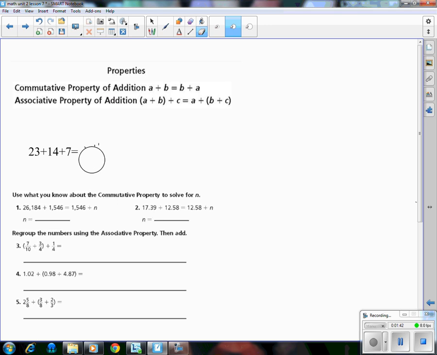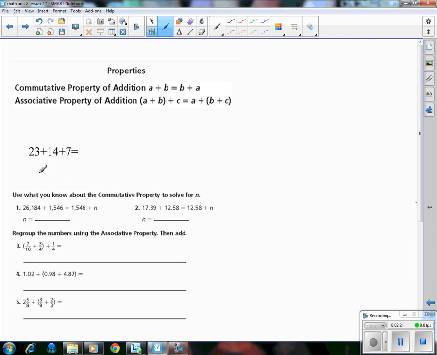Okay, now let's look at the associative property of addition. In our sample here we have parentheses, which means you perform the operation inside the parentheses first. So we have (a plus b) plus c equals a plus (b plus c). On this side, you would add b and c together, and then add a. What the associative property of addition is telling us is that you can group numbers together when adding in any order, and it will not change our sum.